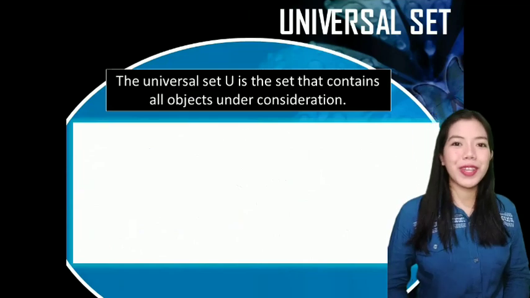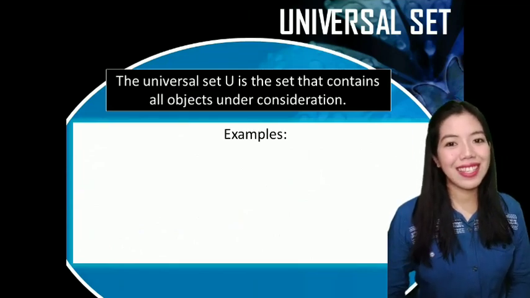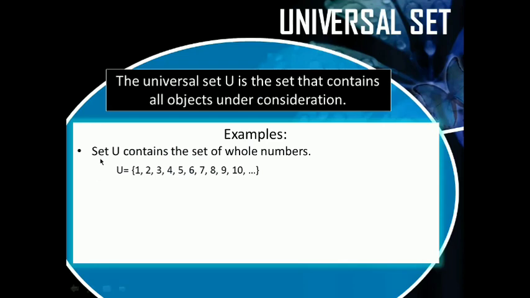Let us take a look at some examples of this universal set. Set U contains the set of whole numbers. This is a universal set because it starts from 1 and goes up to infinity, which is why we use the ellipsis. And once again, the whole numbers are the positive integers starting from 1. So this is really a well-defined set.